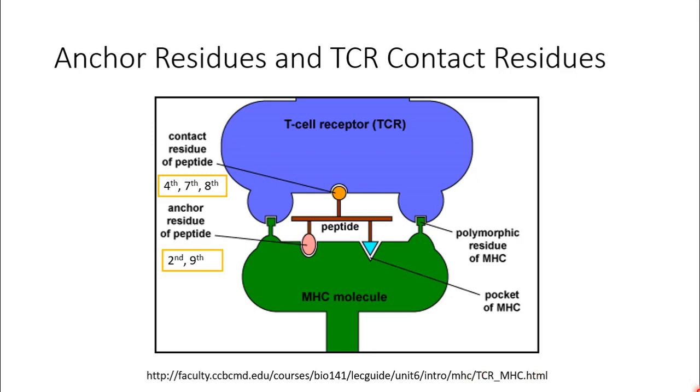Before I show you the results, I would like to talk about the amino acid residues on immunogenic epitopes that are recognized to be important for binding. TCR contact residues are the residues that make contact with the TCR or the T cell receptor, and those are residues number 4, 7, and 8 for HLA-A2 restricted 9 mers. Anchor residues are important for binding to the MHC groove, and these are residues number 2 and 9 for HLA-A2 restricted 9 mers.